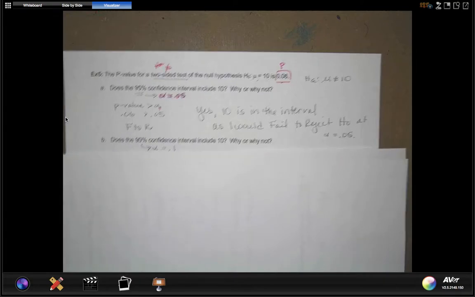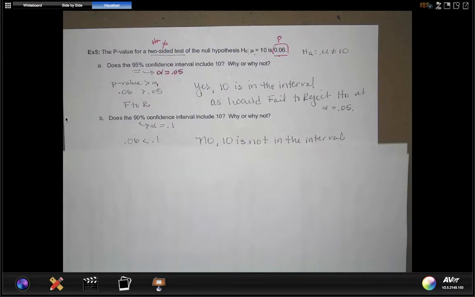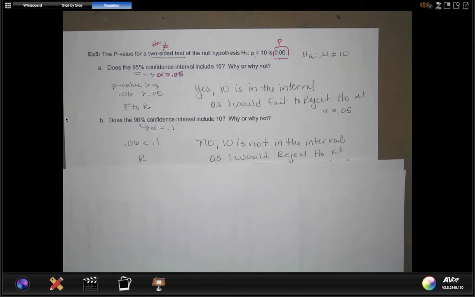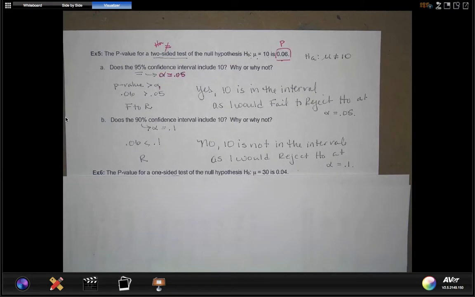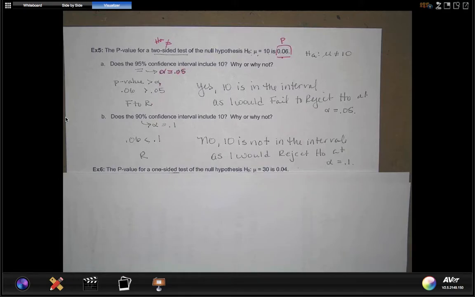Now I'm talking about the 90%. Alpha is 0.1. So here again, now I'm going to reject. So if I'm rejecting, it must be outside the interval, so it's not in the interval.